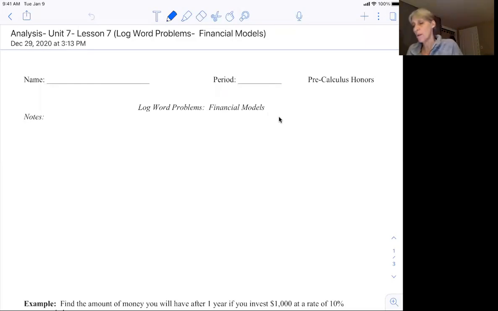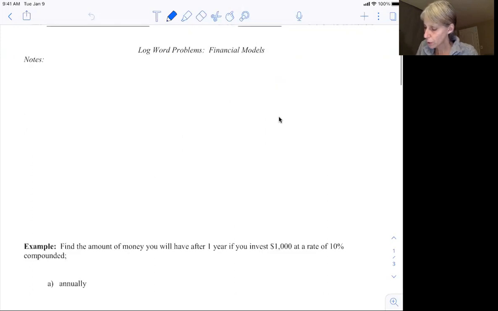Hey guys, today we're on Unit 7, Lesson 7. We're going to be starting some log word problems, and today we're going to be dealing with mainly financial problems. So we're going to begin by just a few quick notes.